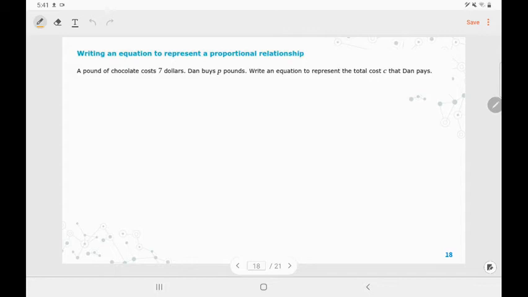Alright, write an equation that represents the proportional relationship. A pound of chocolate costs $7. Dan buys P pounds. Write an equation to represent the cost C that Dan pays. So total cost is C, so I'm going to write C equals, because it says total. Totals always go on their own. Equals, okay, well, what's the cost that Dan is going to pay? My proportional rate is the dollars per pound of chocolate. So 7 is my slope and P is my variable.